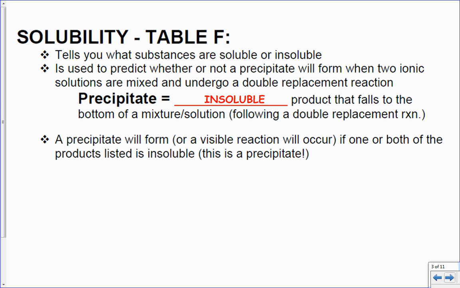The nice thing about a precipitate and what we think of in weather as precipitate: snow is technically a precipitate, and any kind of rain or anything falling out of the sky is a precipitate. This will actually happen within the solution and settle to the bottom. So in that regard, it's kind of like the weather that we already know, but it's a little bit different in chemistry because it's not going to be snow, it's going to be a chemical. A precipitate will form, or a visible reaction will occur, if one or both of the products listed is insoluble.